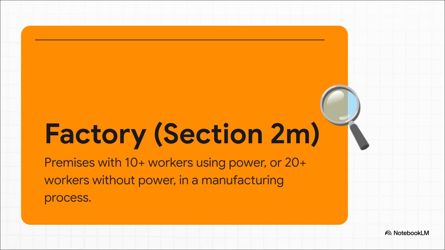Okay, this is a classic exam question, so listen up. What is a factory? The Act is super specific. It all comes down to two magic numbers: 10 or more workers if you're using power, and 20 or more if you're not. That's it. 10 with power, 20 without. Lock that in your brain.